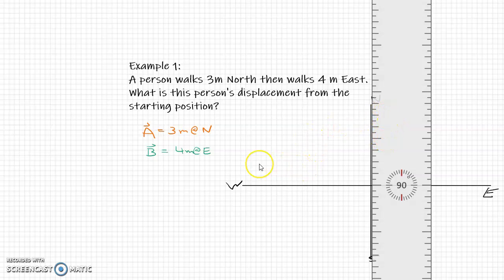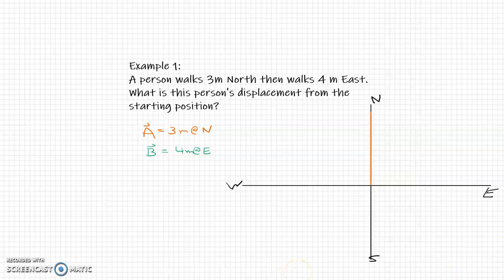My first one is 3 meters north. So I'm going to draw that vector in. I'm going to start down here at the origin. 1, 2, and 3 meters. The vector then is right here. That's my vector end, and of course the vector beginning back here. So this is the vector A.